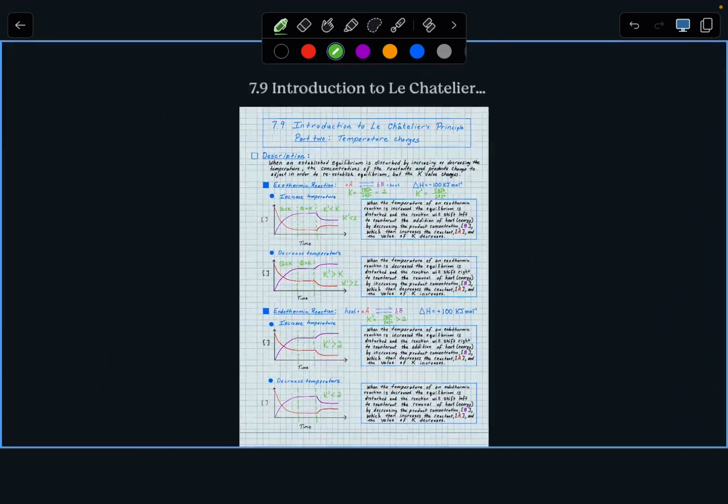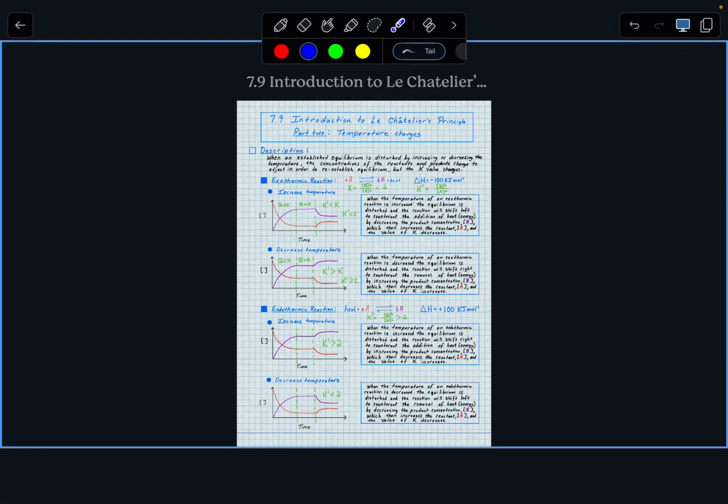So be careful when you change concentration. I talked about that in a previous video. You will have the same equilibrium constant value. However, temperature changes will create a new equilibrium constant that will either be larger or smaller than the original.